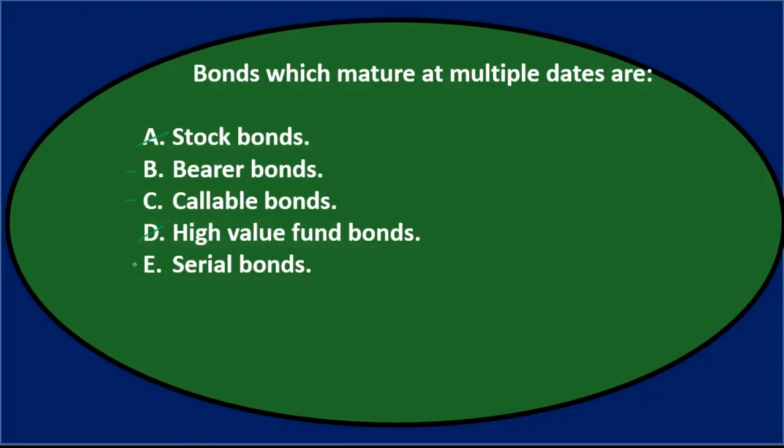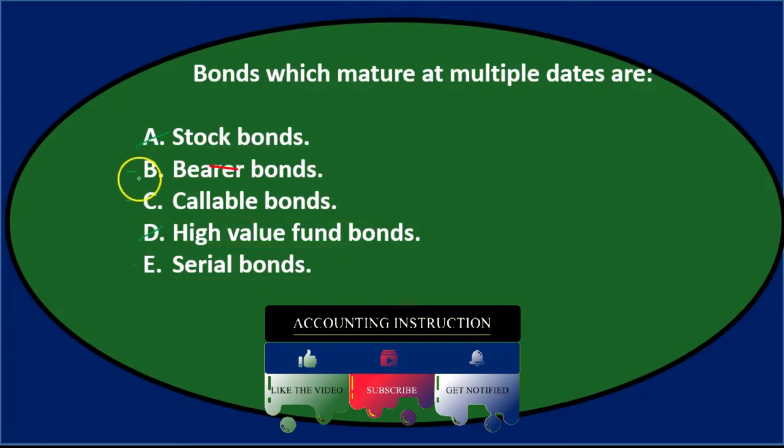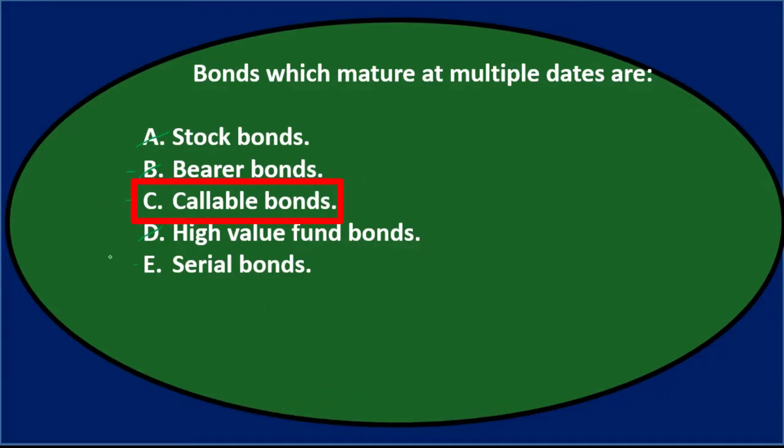So if we go through this, we're going to say bonds which mature at multiple dates are either bearer bonds, callable bonds, or serial bonds. Now between those three, bearer bonds sounds least likely, and callable bonds and serial bonds sound plausible. Callable meaning maybe it's called before the maturity date, maybe we can call it multiple times. And then serial bonds have a series.